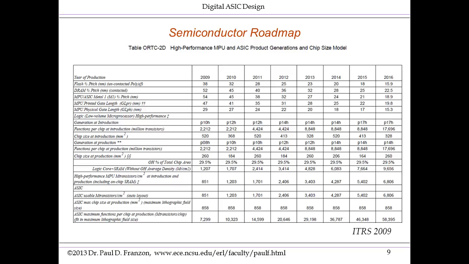So some interesting things on this page. I'm going to refer to the top lines here later on the next page. But down below this we have the functions per chip at introduction. And you can see today we're routinely building chips with 2 billion transistors. And within a few years we'll be over 15 billion transistors per chip. And this is because of Moore's law, because of the decreasing feature size. And the density goes up because the transistor size goes down, as you can see by the bottom here.